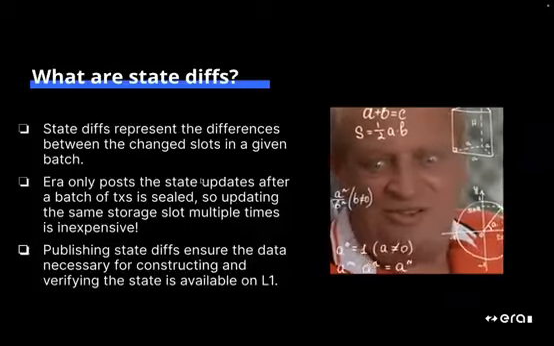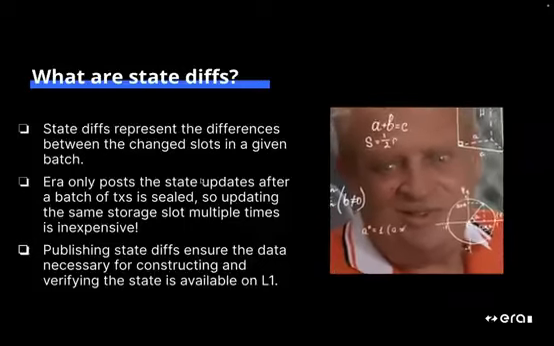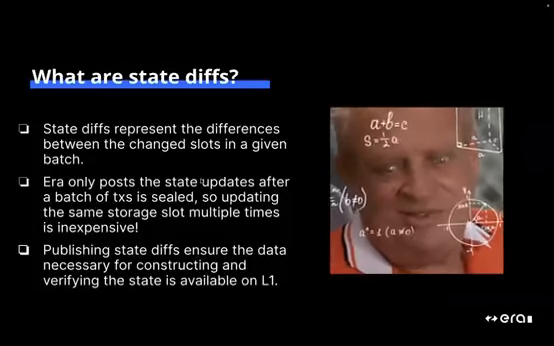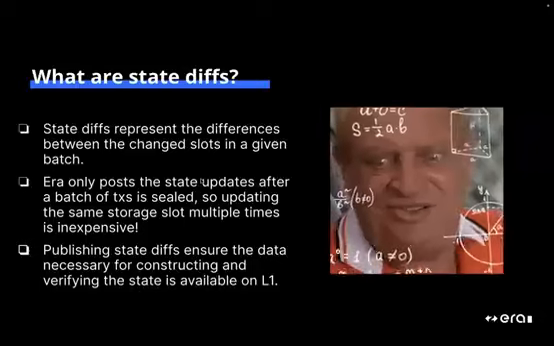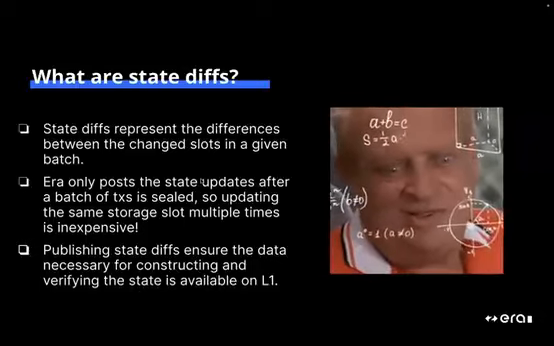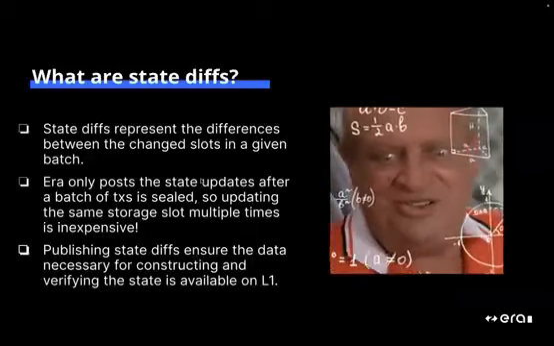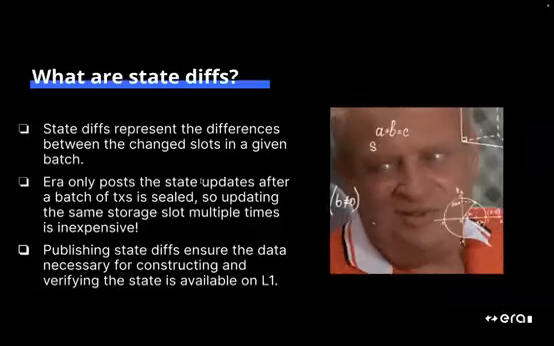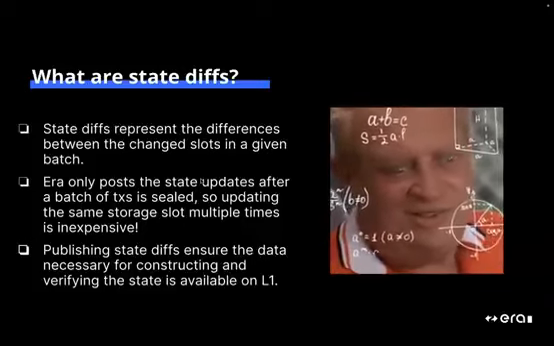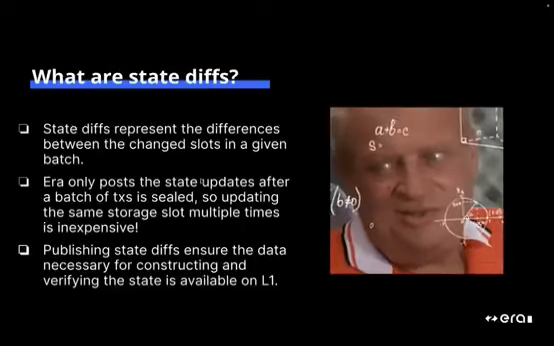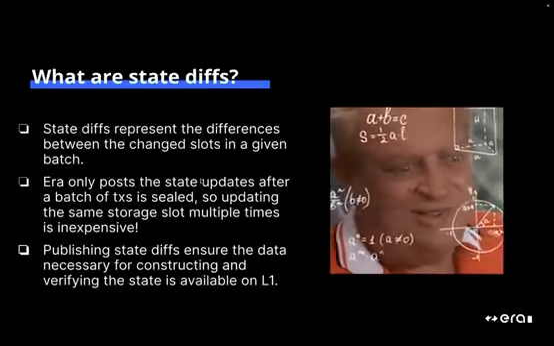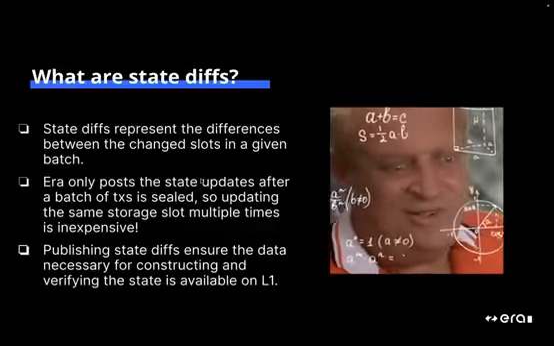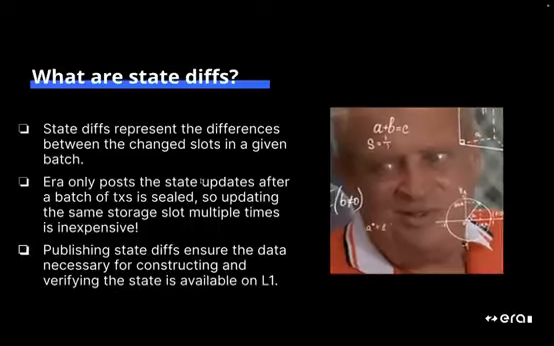We'll continue. So Era only posts the state updates after a batch of transactions is sealed. So updating the same storage slot multiple times is inexpensive. For an example, if Alice transferred ETH to Bob repeatedly within the same batch, we'd be updating the same storage slot multiple times. And since we only publish the final state diff, we would only incur fees once here. That's tremendous. That's awesome. And then, of course, publishing state diffs ensures the data necessary for constructing and verifying the state is available on L1.